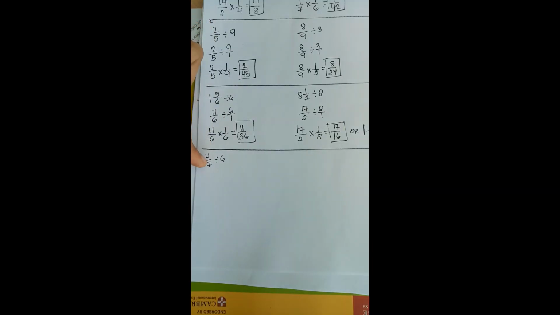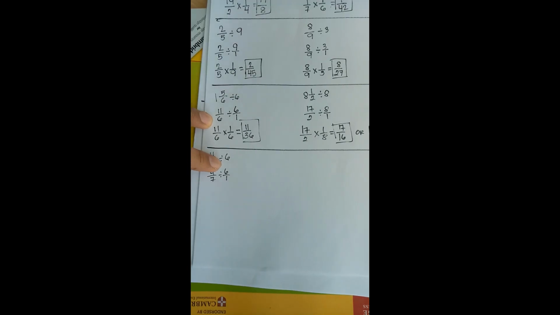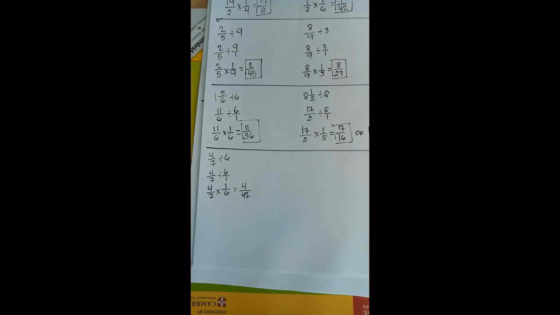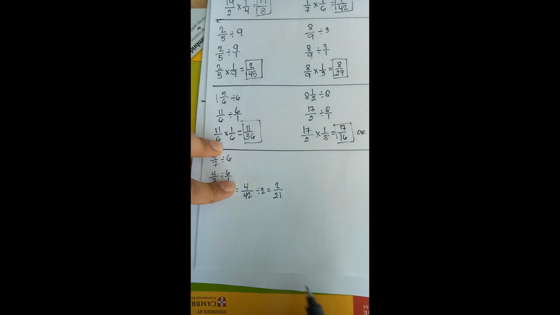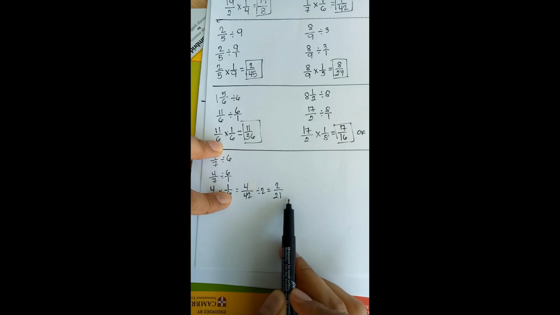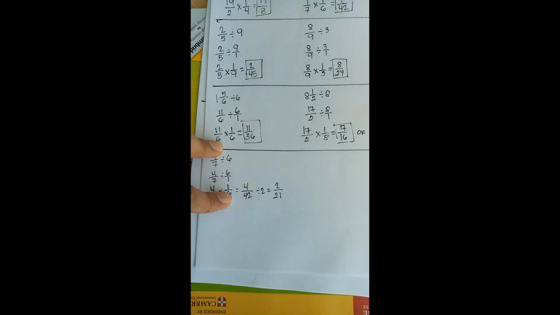Next problem, 4/7 divided by 6. I converted the whole number to a fraction, flipped one of the fractions and changed the sign to times. Multiplied numerators, 4 times 1, 4, 7 times 6, 42. Now we can still simplify this by 2. 4 divided by 2 equals 2. 42 divided by 2 equals 21. Therefore, this is our simplified final answer.